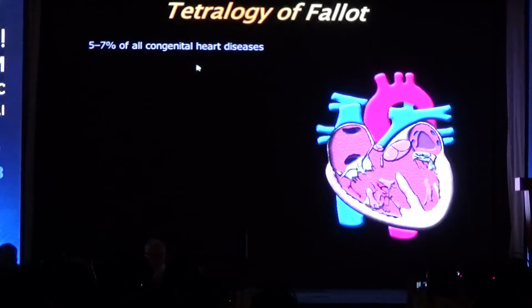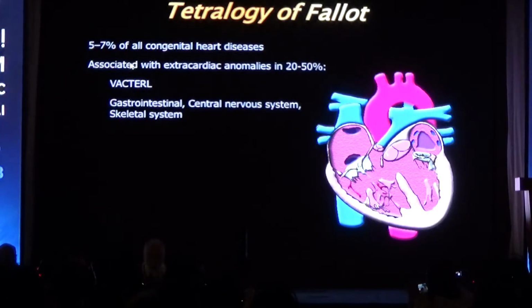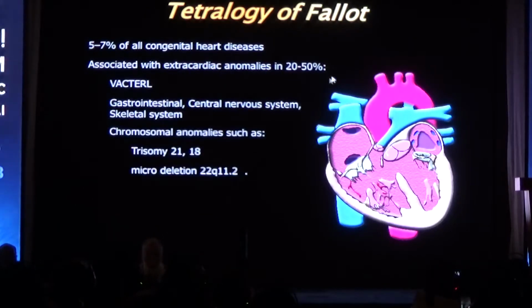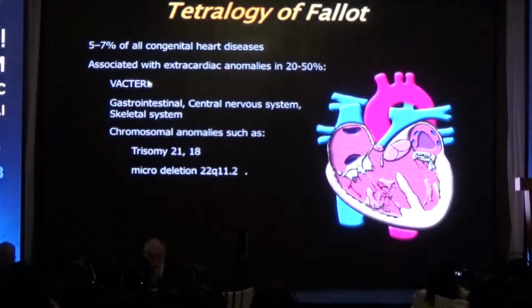So this is a rather common disorder. 5 to 7% of all congenital heart disease are tetralogy of Fallot. So you will see some if you do any number of scans, and it's associated with extracardiac anomalies in a good proportion of the cases. Vertebral anomaly, if you see a baby that has a curve in the spine, a hemivertebra, remember this is the V in VACTERL, vertebral anomaly, and the C is cardiac anomaly, so tetralogy of Fallot. Associate these together.